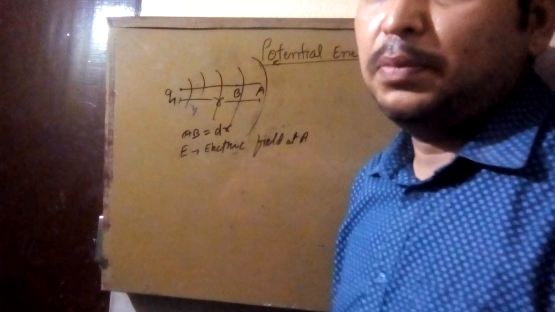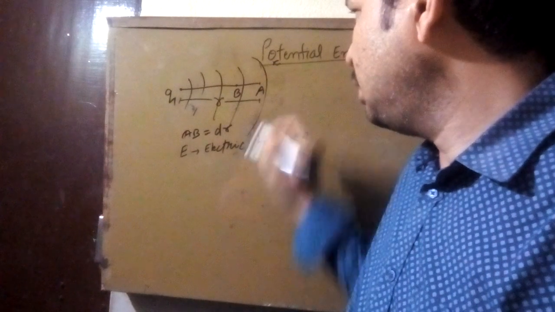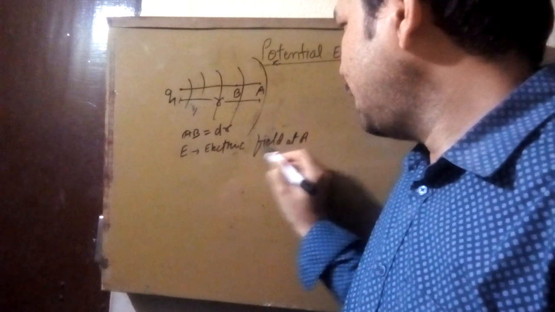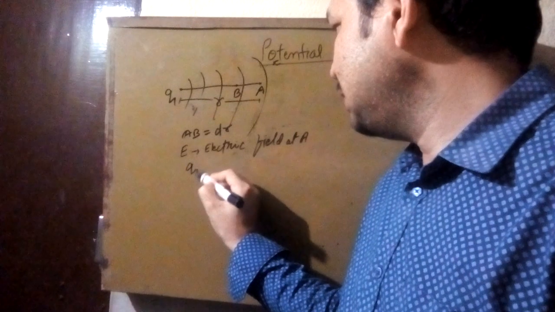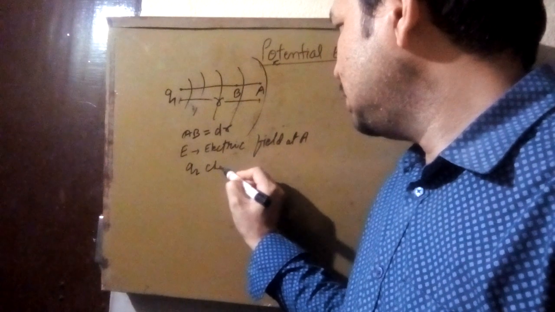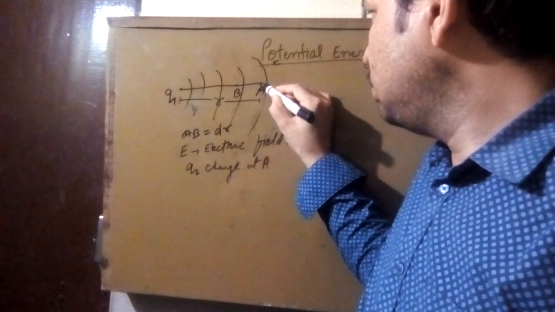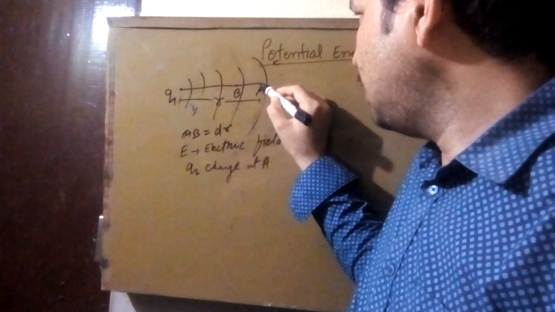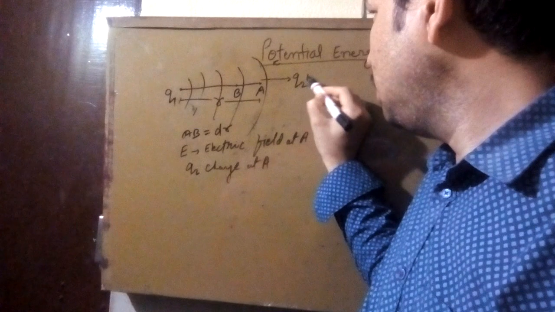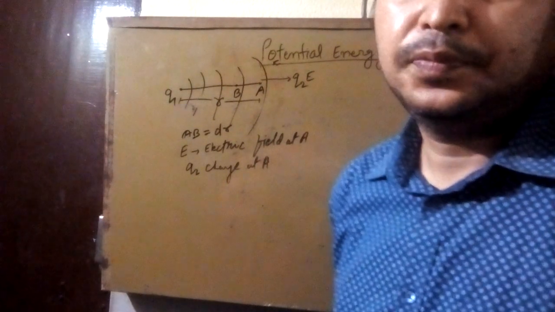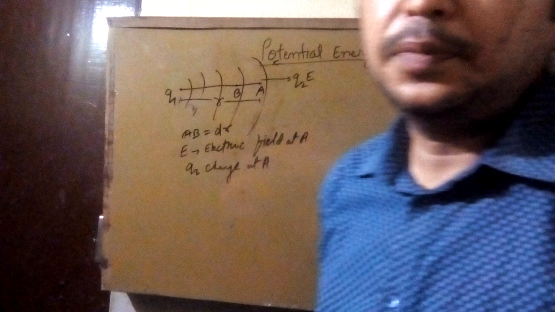Now if I have some charge Q2 at this point A, what will be the force? Electric field at A is E, and suppose Q2 is the charge at A. So Q2 is the charge and the electric field here is E. So what is the force on Q2? Q2 into E. So force on Q2 is Q2E.